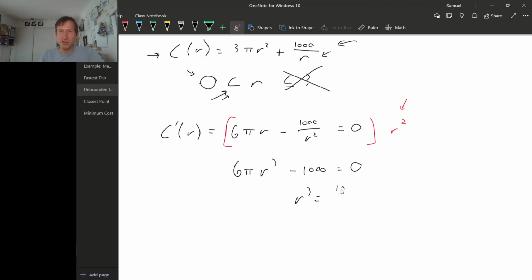So isolate our r cubed. R cubed is 1,000 over 6 pi. So maybe we should write that as 500 over 3 pi. And then take cube roots. So r is the cube root of 500 over 3 pi. So that is a pretty awful looking number. Just to have some idea of what that actually comes out to be, let's calculate that. So third root of 500 divided by 3 times pi.